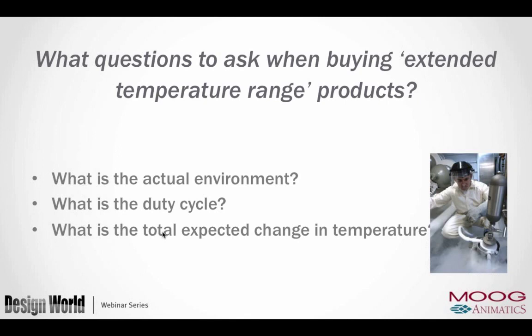Total expected change in temperature. I just mentioned Saudi Arabia or a desert. Okay, desert temperatures can get quite cold at night, but quite hot during the day. The thermal expansion and contraction over that system is key to sizing these components properly. Can they handle the full range, and can they handle the full range of thermal expansion as well?